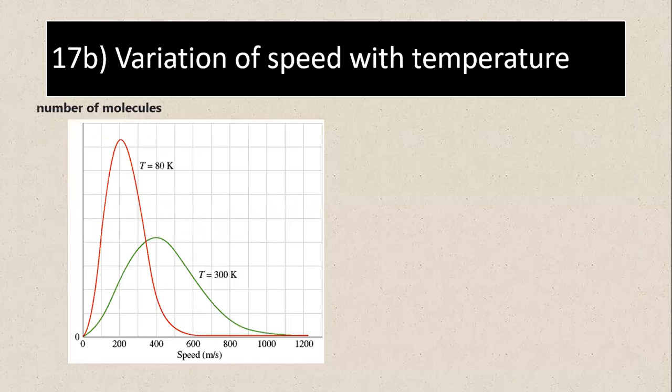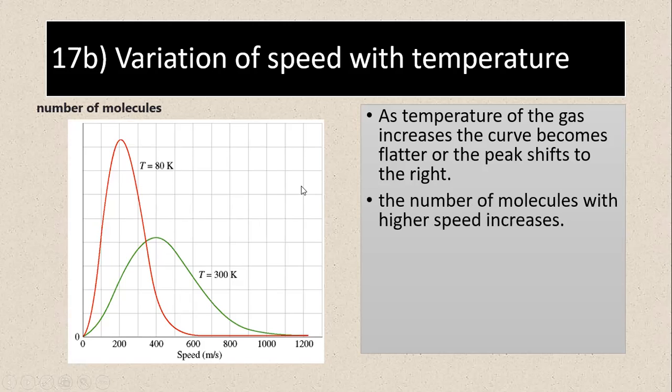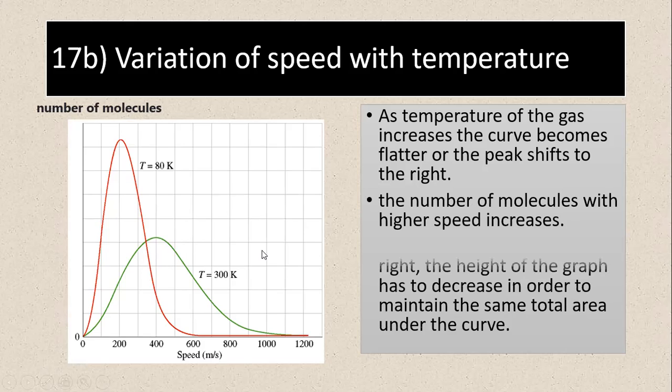Okay, how does the speed vary with temperature? You should be able to interpret. Okay, go back to the formula. As temperature of gas increases, the curve becomes flatter or the peak shifts to the right. That's the graph. Number of molecules with higher speed increases. You should be able to read the graph. Higher speed is here. Number of molecules with higher speed start to increase. The graph shifts to the right.